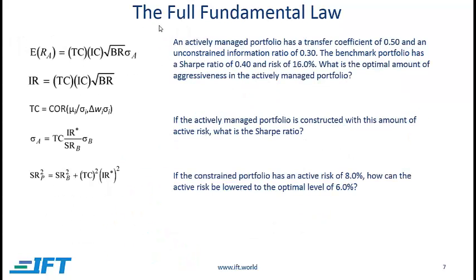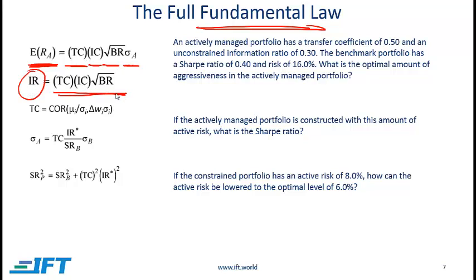All right, now something that is extremely testable, which is the fundamental law. This is the fundamental law. It helps us predict the expected returns of an active portfolio. The expected active returns equal the transfer coefficient times the information coefficient times the square root of breadth times the active risk. Now, from this we can easily calculate the information ratio. So we simply take the active risk and bring it in the denominator. We will then have the information ratio. So that is equal to this expression.